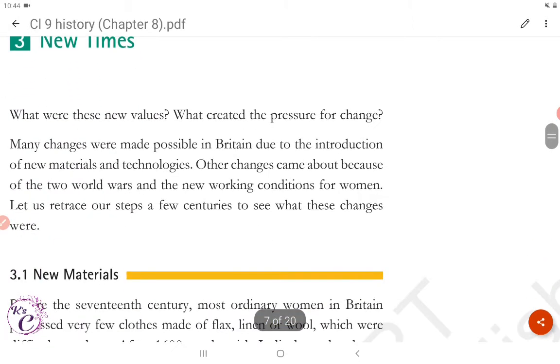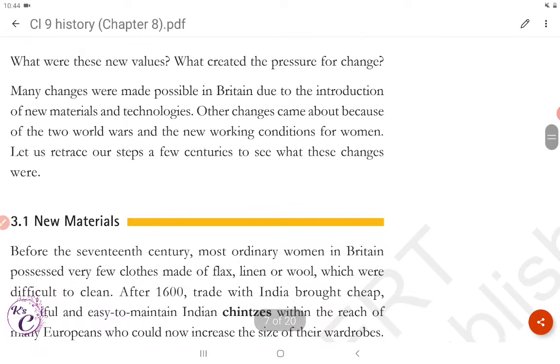New times. What were these new times? What created the pressure for change? Many changes were made possible in Britain due to the introduction of new materials and technologies. Other changes came about because of the two world wars and the new working conditions for women. Let us retrace our steps a few centuries to see what these changes were.